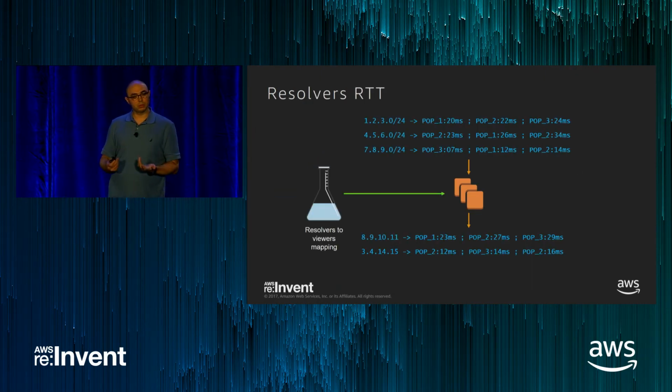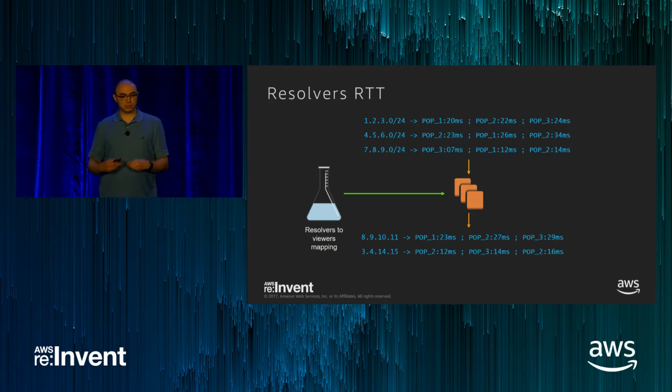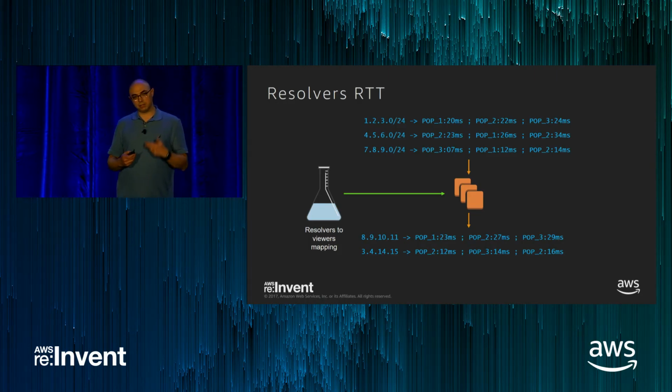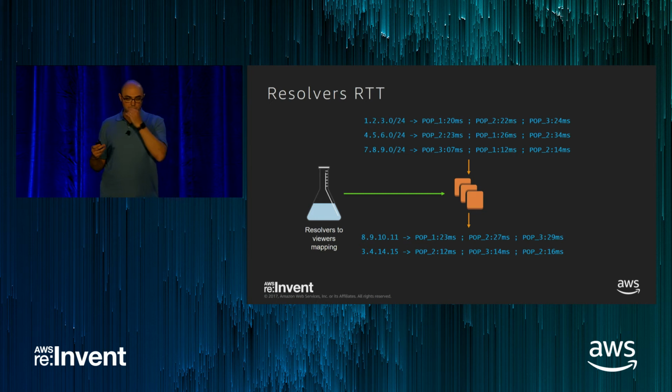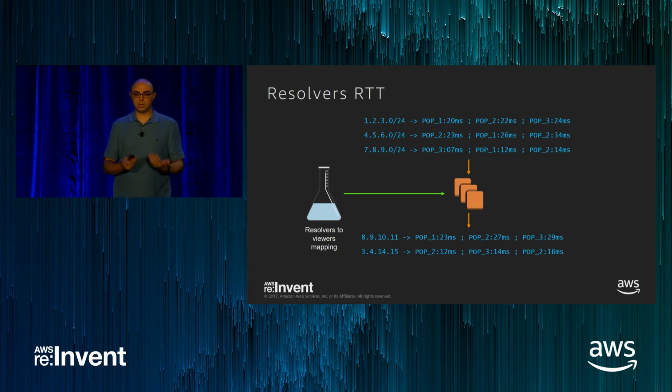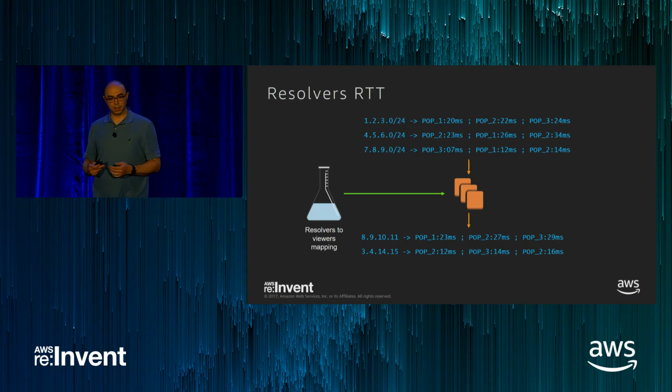So what do we do? We take these viewer networks and POP latencies, and we transform that into resolvers to latencies. How do we do that? We have another measurement system, which I'm not going to go into details about today, that generates for us what we call the resolvers to viewers mapping. So we have this mapping that tells us which viewers, which networks, use which resolvers. And then we can do a map-reduce type of operation and come out with the data that we care about, which is the resolver to POP mapping with latencies.